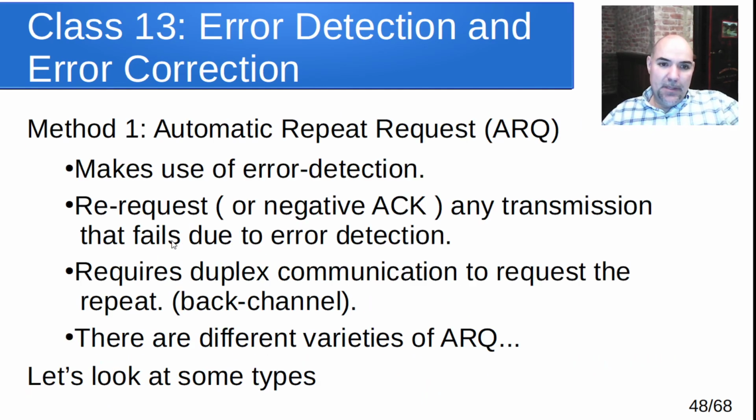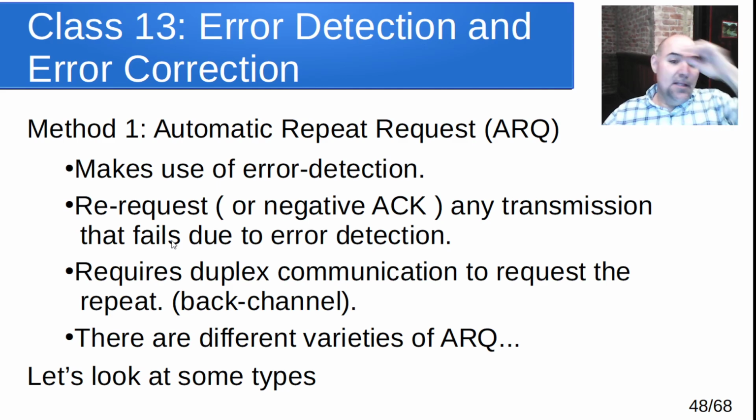So method 1 is what's called an automatic repeat request. And really, that just makes use of error detection, the techniques we already saw. And it will give a negative acknowledge, meaning, hey, that failed, I need you to send that again. So in other words, you send a message. The receiving end, if it detects a checksum failure or a CRC failure, sends a message back saying, I didn't get that, I need it again. If it is received correctly, then we would send an ACK, or yes, I got that, everything's good, go to the next one.